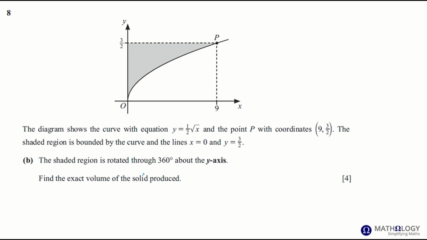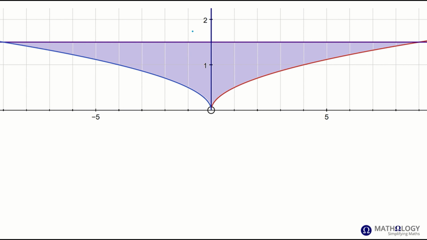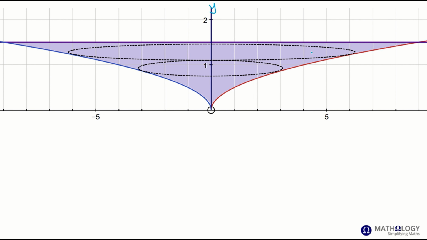The shaded region is rotated 360 degrees about the y-axis, and we're now required to find the exact volume of the solid produced. So we've got the shaded region, and we are now rotating it about the y-axis. In other words, we are going to have circular cuts that will be parallel to the x-axis. We have this curve here, which is y equals 3 over 2, and the curve we're given is y equals a half root x. Now, since we are rotating about the y-axis, we will be integrating with respect to y.